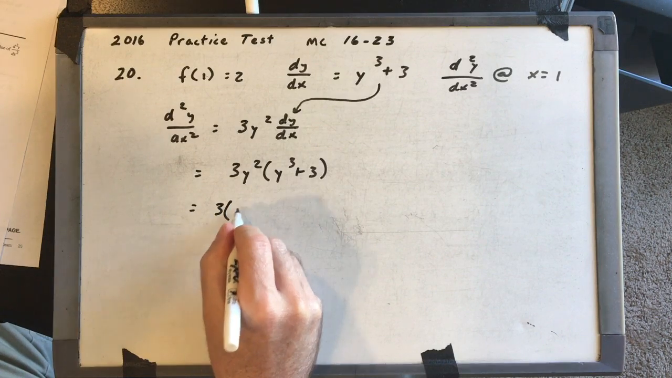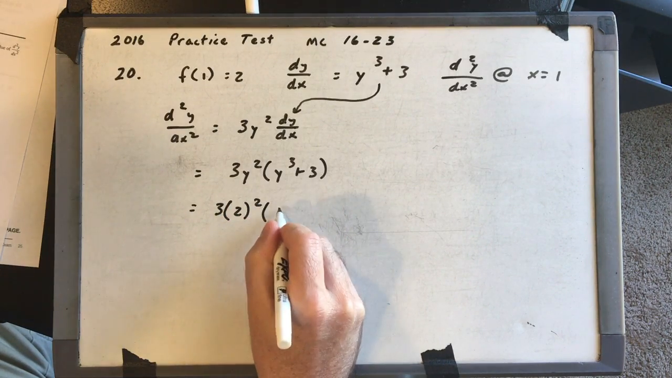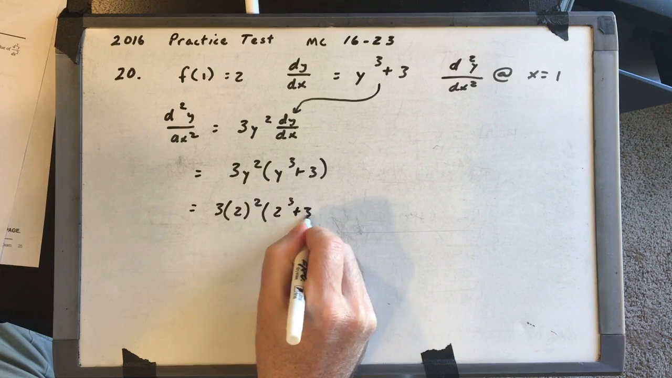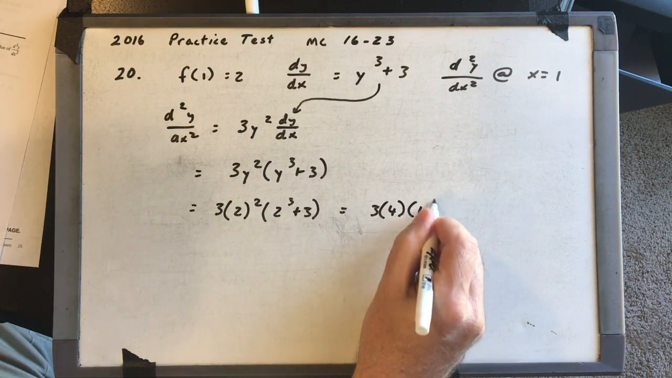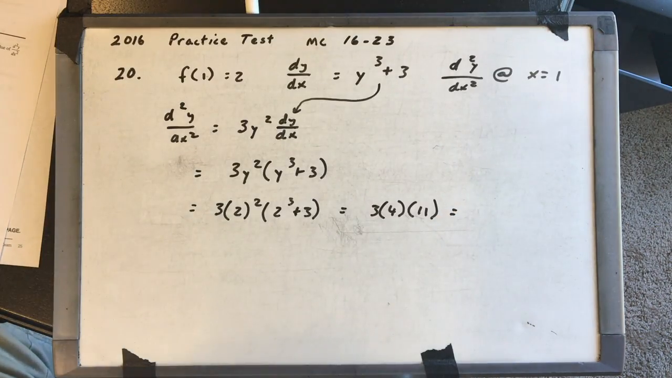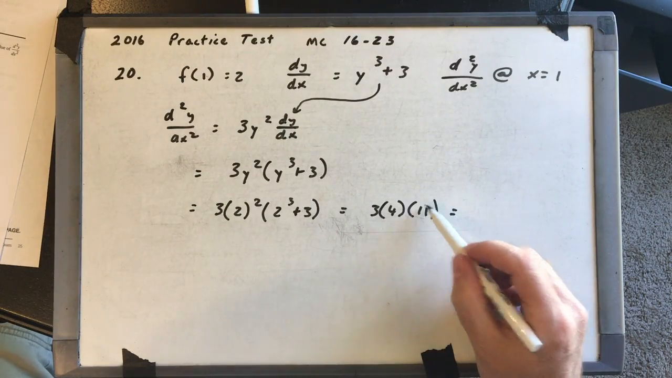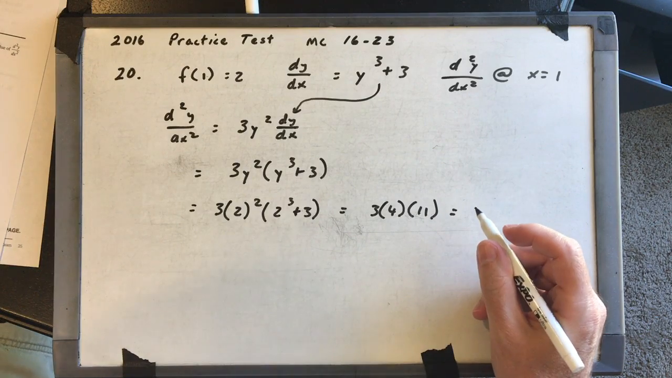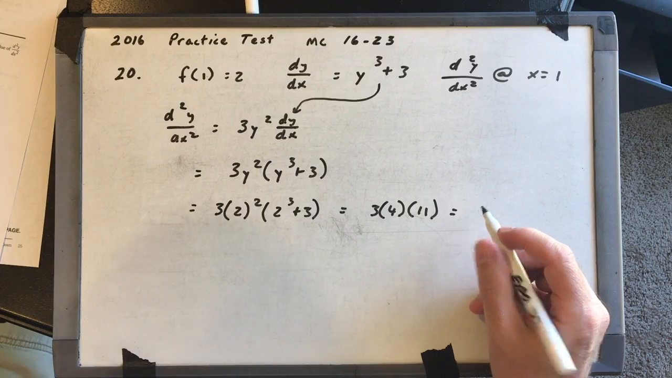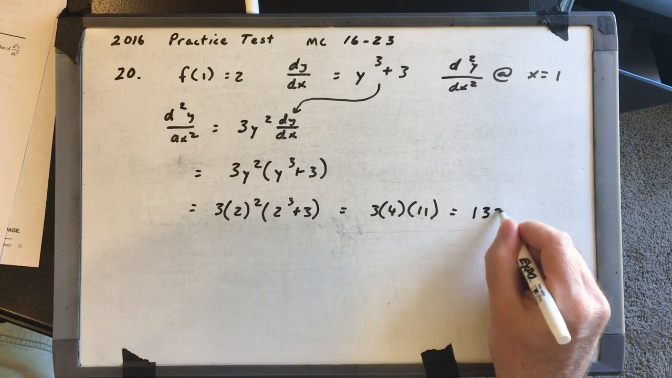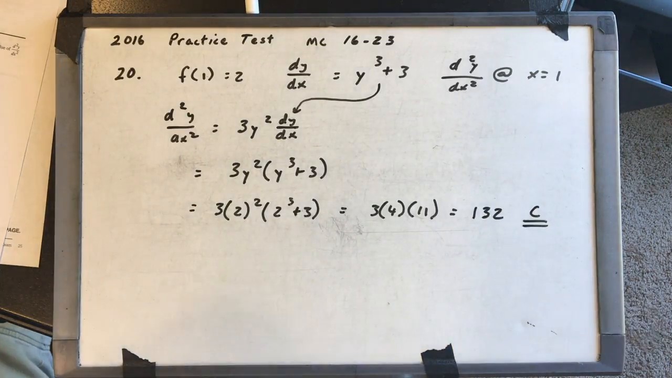So that's 3 times 2 squared times 2 cubed plus 3. That's 3 times 4 times 11. You'll have a calculator available. So, but I would think, okay, that's 33 times 4, so it'd be 132. But you just use your calculator on that one.